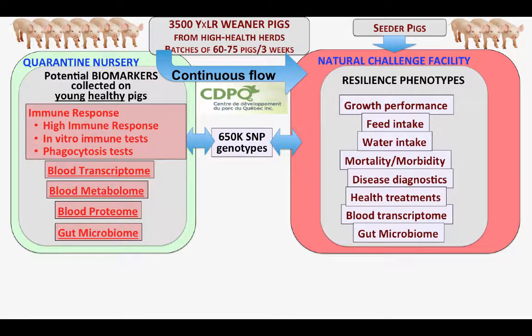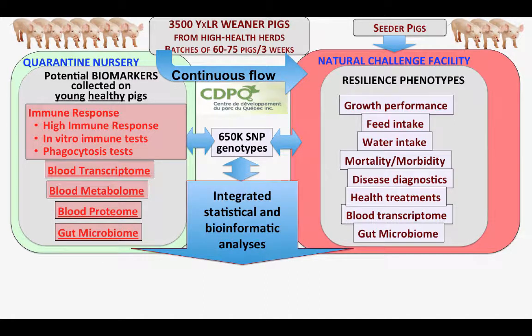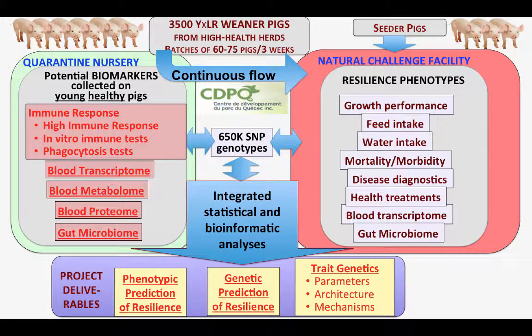All pigs that go through this system will be genotyped using a high-density SNP chip, which will allow us to get 650,000 SNP genotypes across the genome. And these data will then be integrated through statistical and bioinformatic analyses with the aim to identify phenotypic predictors of resilience and genetic predictors of resilience based on data that is collected while they are young and healthy, similar to what would be obtainable in nucleus herds. And we will also be able to identify trait genetic parameters, architecture, and mechanisms related to resilience of disease.